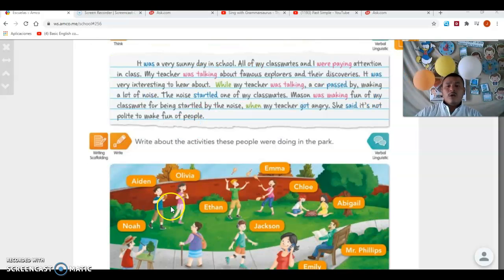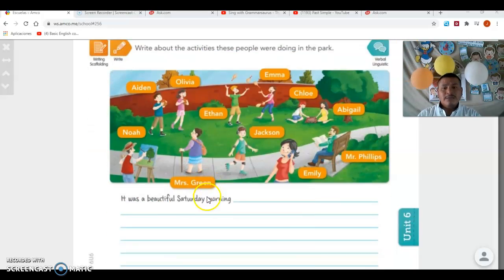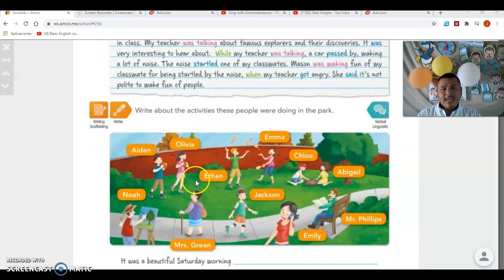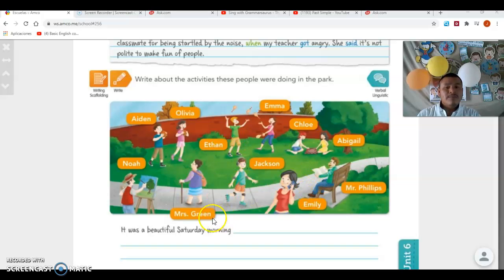Okay, so what you need to do on this page, it says write about the activities these people were doing, what they were doing. If you see right here, you have the names, so we need to use all of them, and we need to write sentences about what they were doing. Okay, so I'm gonna give you two examples. I'm gonna give you the example with Emily and Noah. Okay, so take a look.